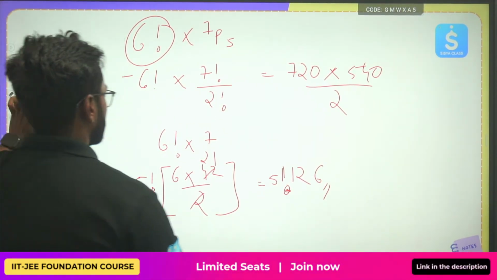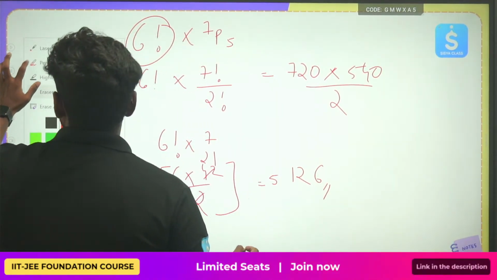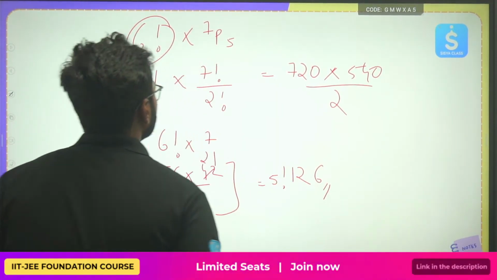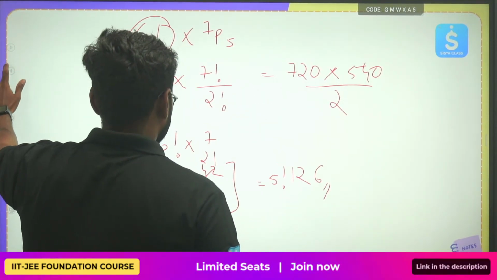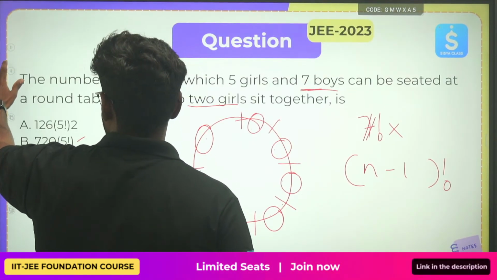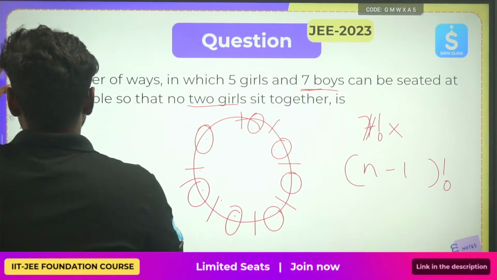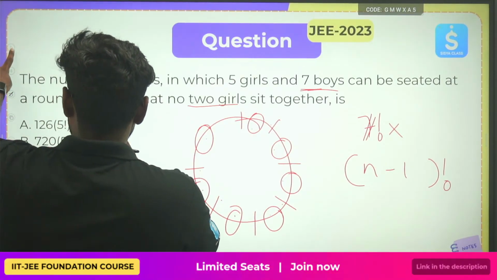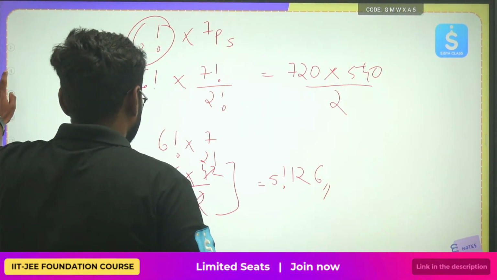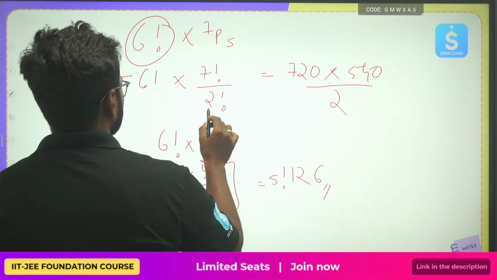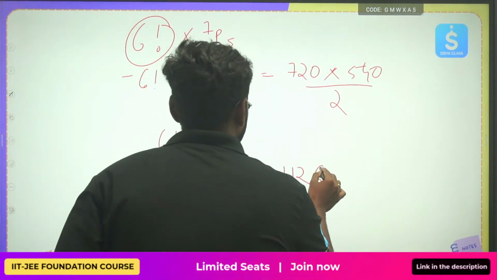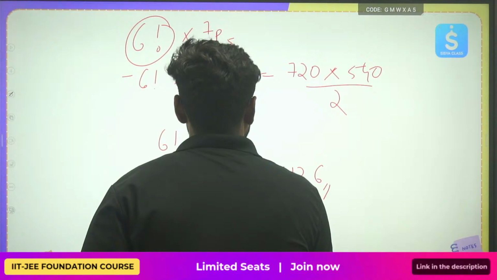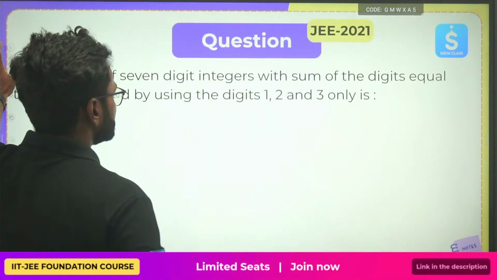Let me write 5 factorial into 126. 2 1s are 2, yeah. 5 factorial into 126. Let me check. 7 factorial by 2 factorial. Okay, let me check it later, guys.